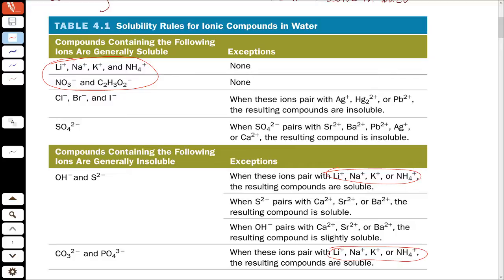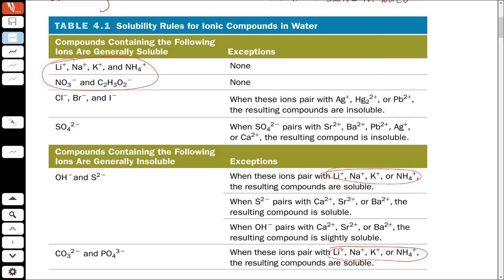So how do you learn these rules? Well, of course, one way is to memorize it, to work on it until you know every rule and every exception. And that's fine if that's your style. But I think a better way to do it is just practice. If you are going through the homework and you're doing 100 solubility problems, eventually you're going to keep running into these ions over and over and over again, and you're just going to get a feel for which ones are soluble and which ones are insoluble.